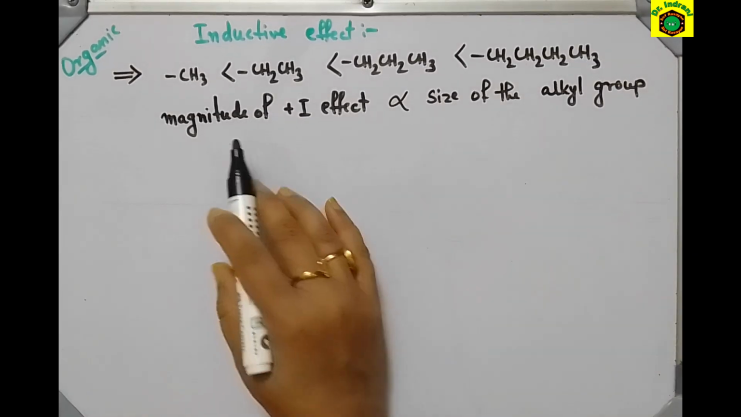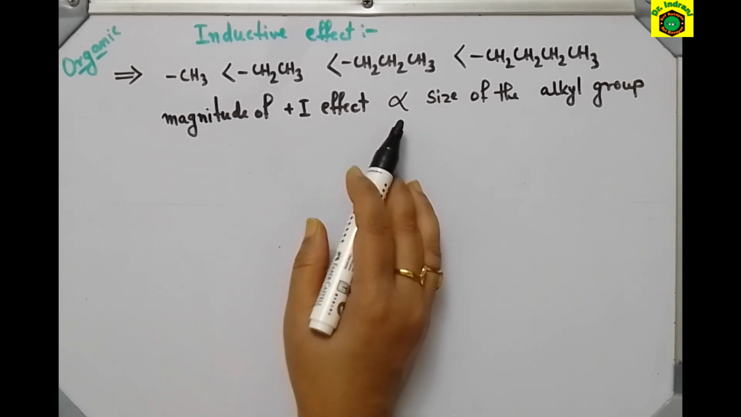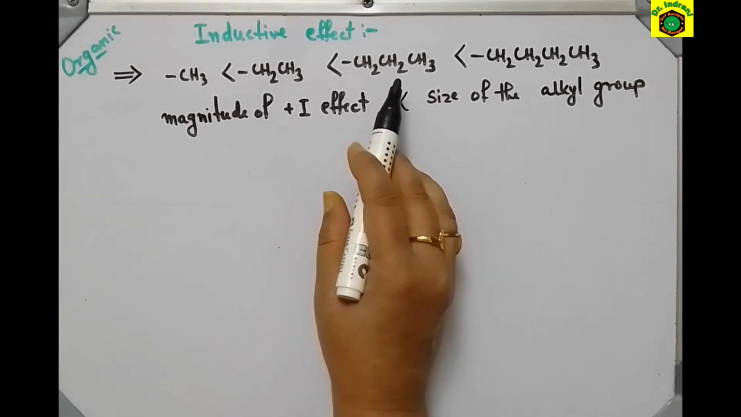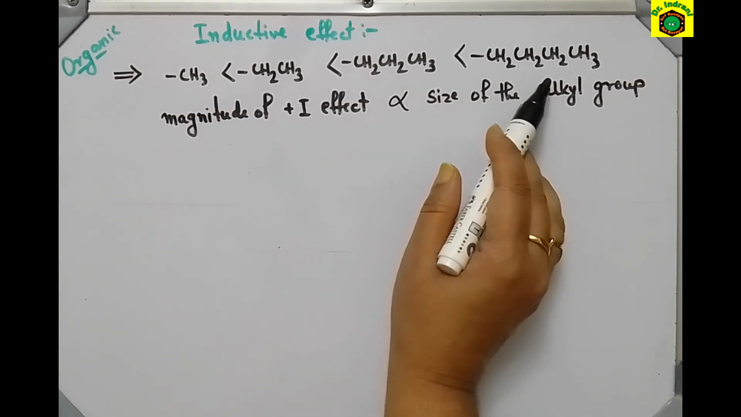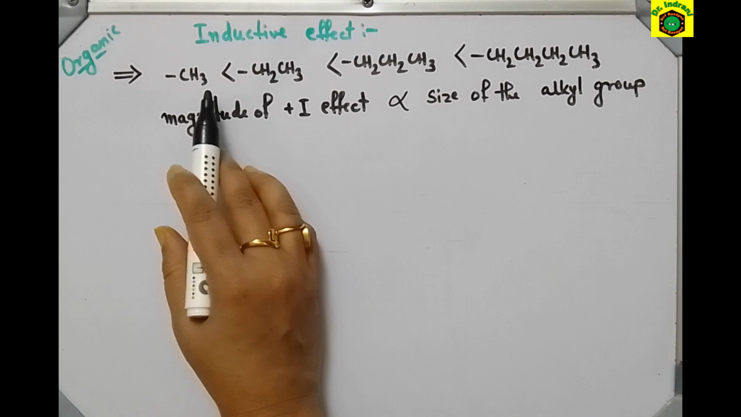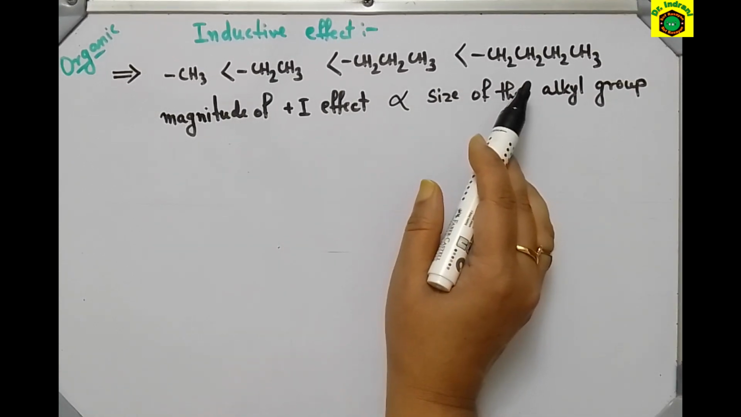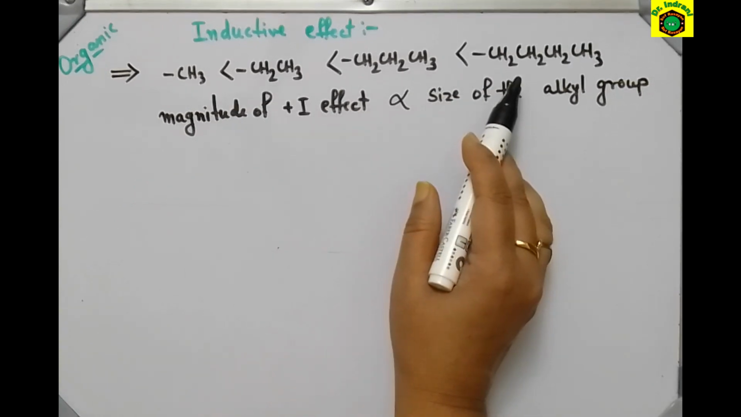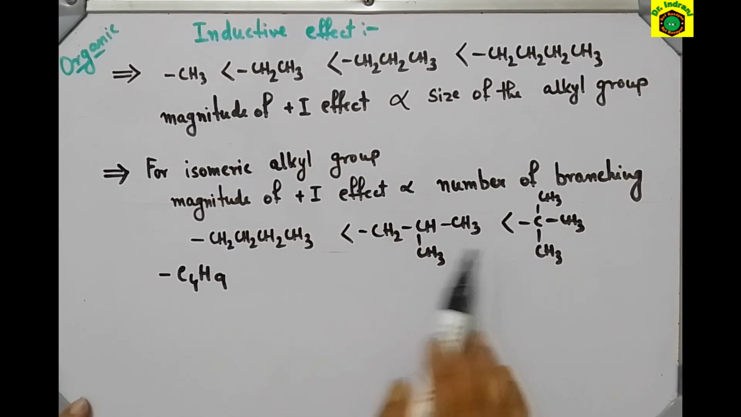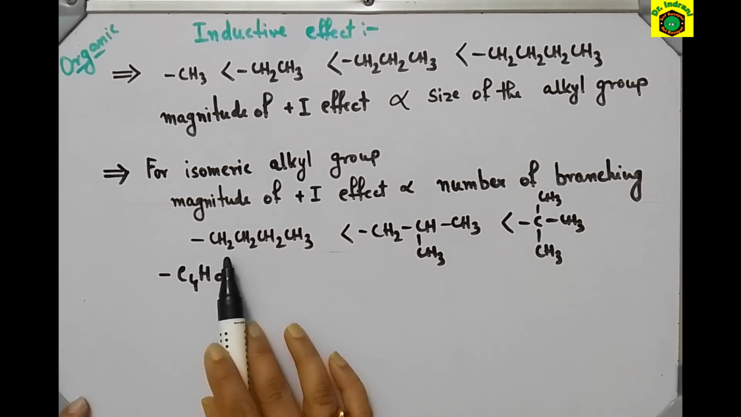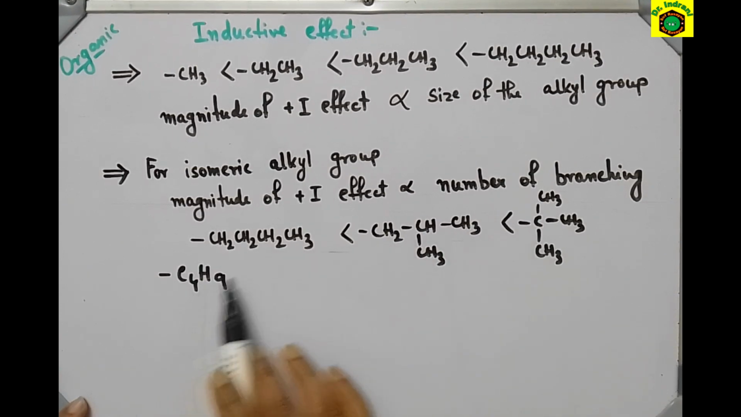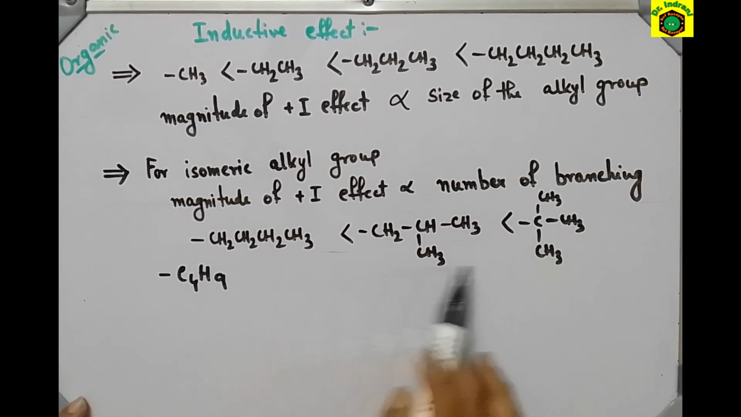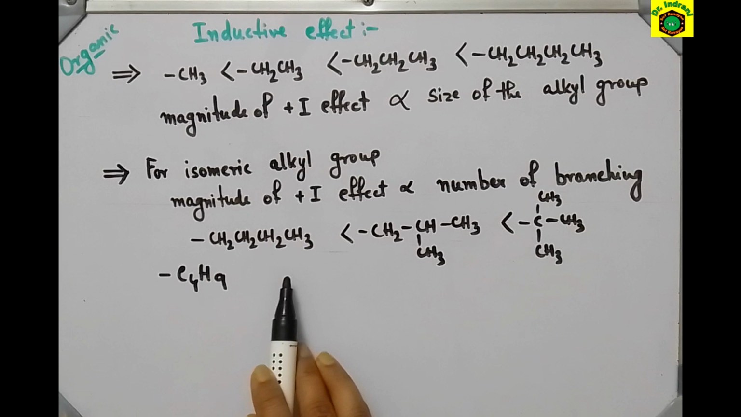For alkyl group, magnitude of +I effect is proportional to size of the alkyl group. This is methyl group, this is ethyl, this is N-propyl and this is N-butyl group. Since the size of the alkyl groups are increasing in this direction, therefore magnitude of +I effects are also increasing in this direction. Now see, these are isomeric alkyl group. 4 carbons are there everywhere and 9 hydrogens are there. So these are isomeric alkyl group.